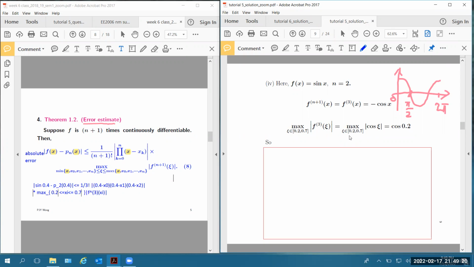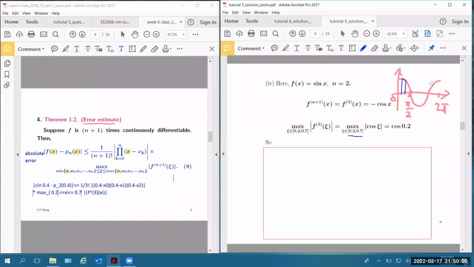So here we are only looking at 0.2 to 0.7. If this one is 1.5, that means your 0.2 to 0.7 interval should be somewhere here, because this is already 1.5. If you look at this portion of cosine, you can see that it is positive. Well, anyway, you're taking the absolute value, so it's just this part. And also in this interval, is your cosine increasing or decreasing?